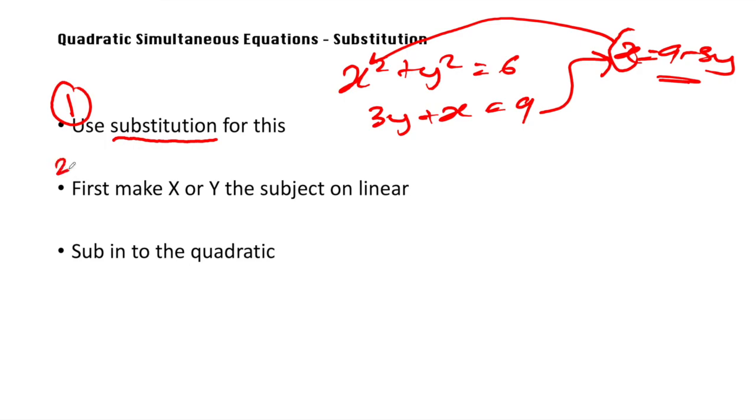So the first step there was to make x or y the subject of this equation, and then you sub into the quadratic, and then you just solve the quadratic, and that's you done. So the first practice. This is already done nicely, so you can pause the video now if you want to have a go.